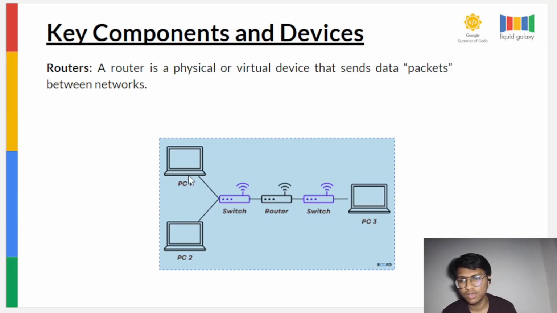Like in the image, you can see there is a router between two networks. This is our LAN, a local area network, and this is another local area network, and the router is finding the path and sharing the data packets among these two networks.